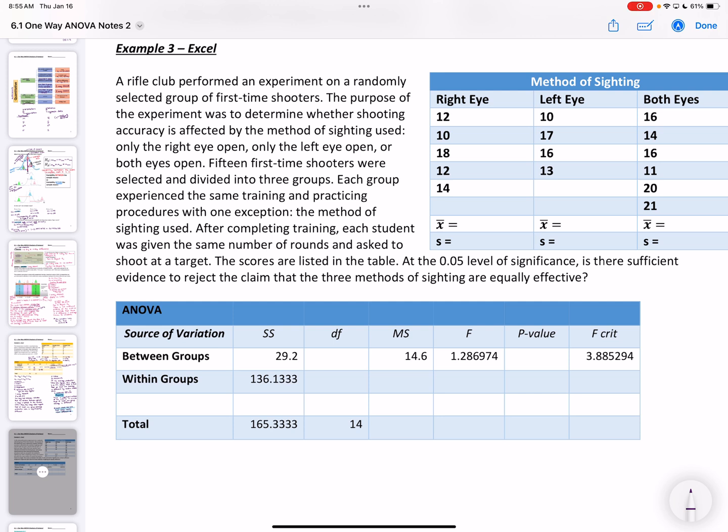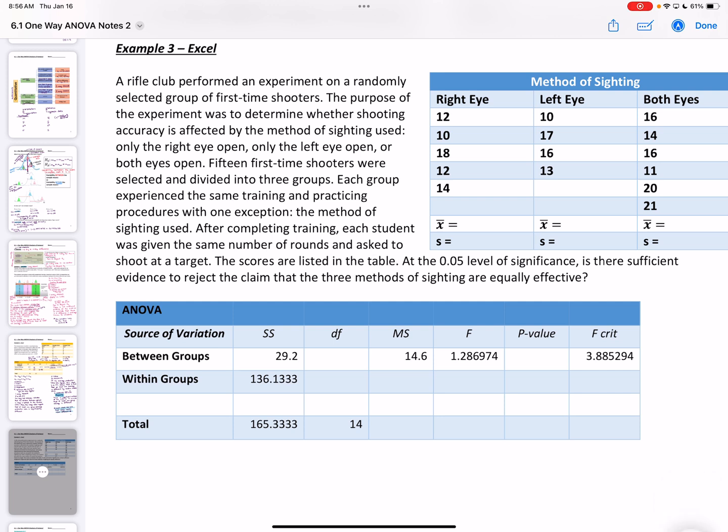So right eye had what? 12, 10, what's the next one? 18, 12, 14. Is that it? Okay. Left eye? 10, 17, 17, 16, 13. Is that it? Yeah, okay. 16, 14, 14, 16, 16, 11, 11, 20, woo, 20, and 21.